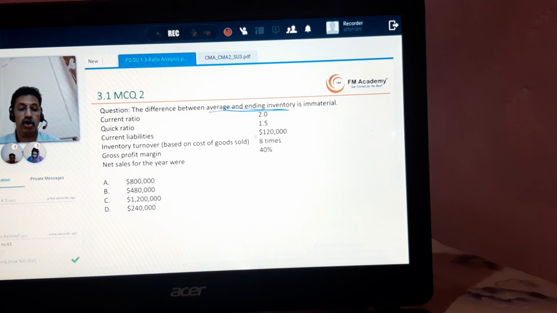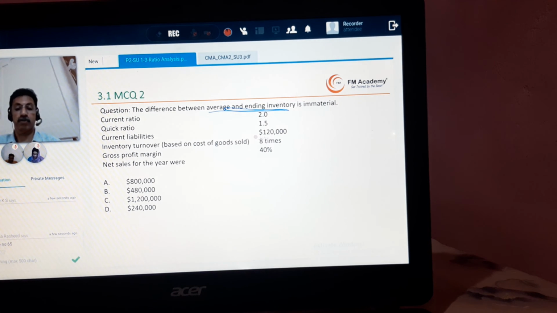That is the cost of goods sold. You are given GP margin, that is 0.4. So cost of goods sold percentage is 0.6. So COGS divided by 0.6 will be equal to net sales.